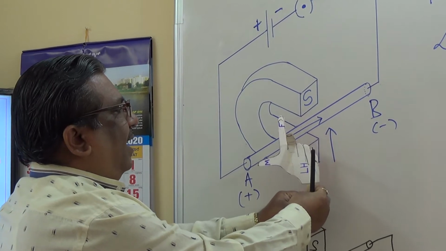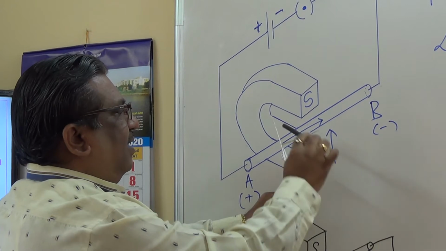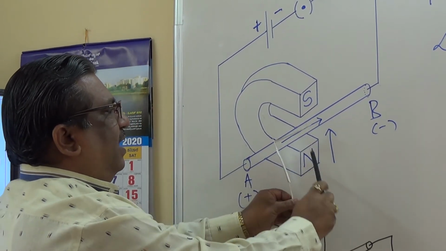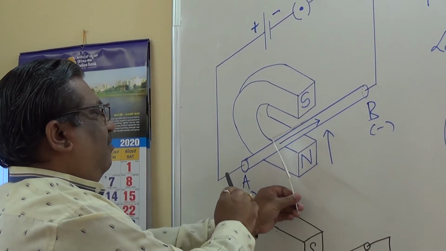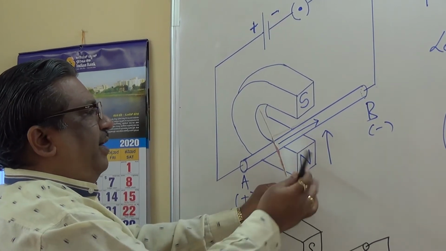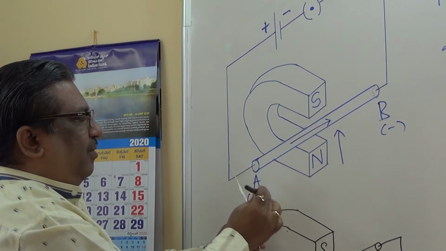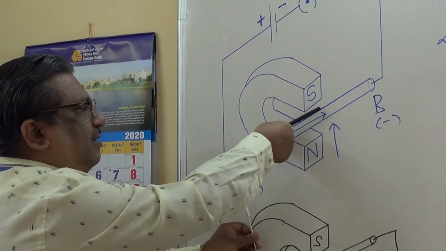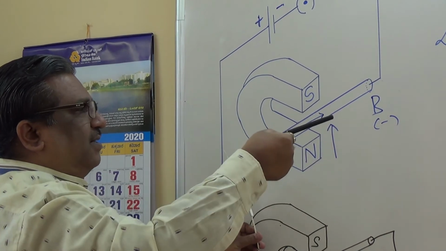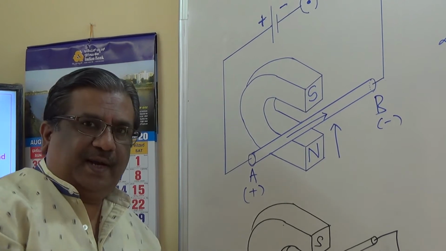Field, I have to do as it is. The middle finger is in the direction from A to B. If that is the case, then the thumb is pointing towards you, you can see this. That means this conductor moves out of the magnet, something like this. It moves out of the magnet. I hope you are able to understand.